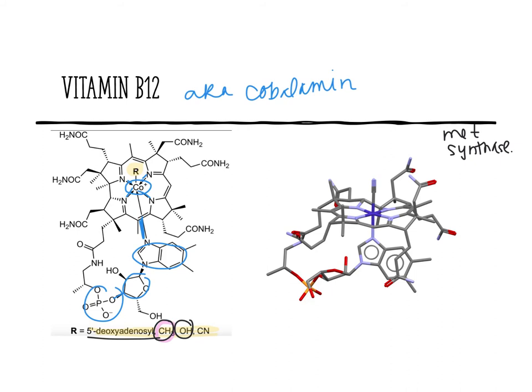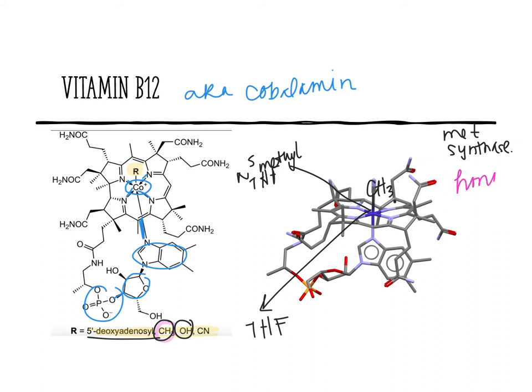So N5-methyl-THF is going to essentially give the cobalt the methyl group. So let's turn this into a methyl. And that's going to pop back out as THF. And then homocysteine is going to be like, oh, hey, I can take that methyl. I'll take that methyl from you. And it's going to pop out as methionine. Ping pong kinetics, anyone?